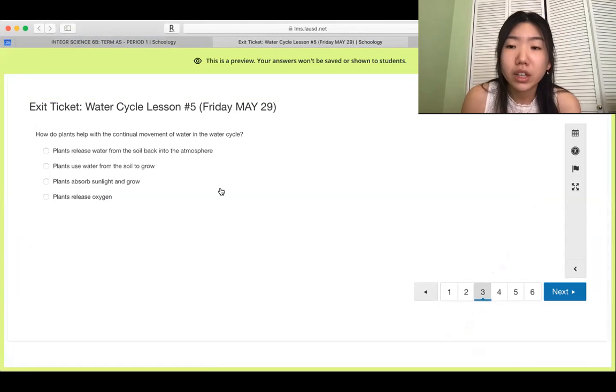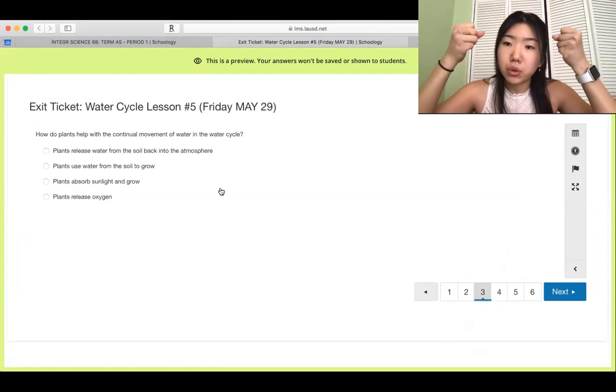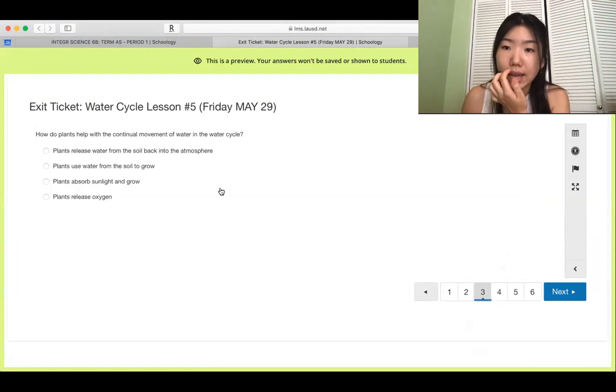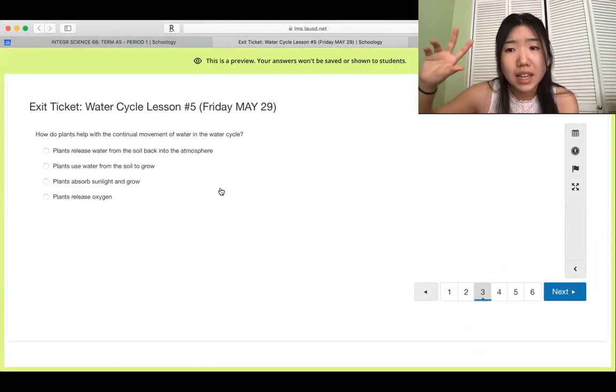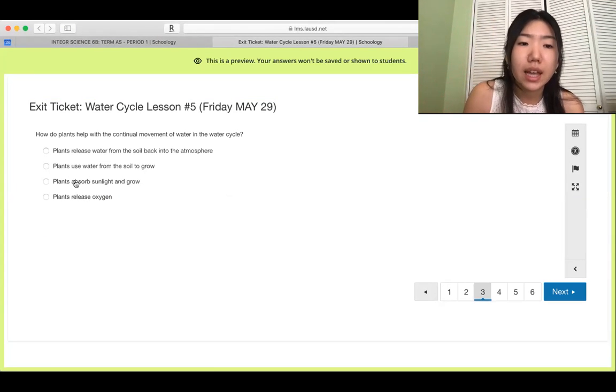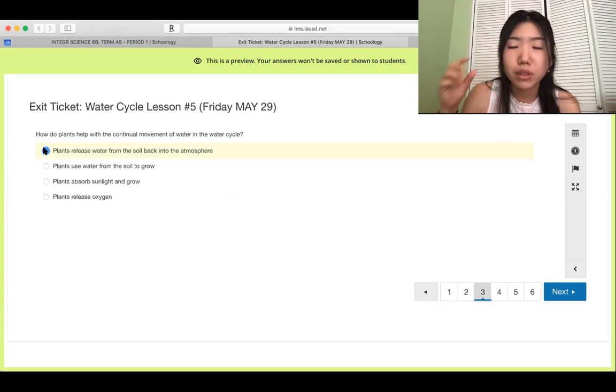Well, remember we learned that plants are going to suck up the water from the soil and then release it back into the atmosphere. This way, the water is not stuck in the soil for a very long time. Instead, the water can be released back into the atmosphere because of plants. So the answer was plants release water from the soil back into the atmosphere.